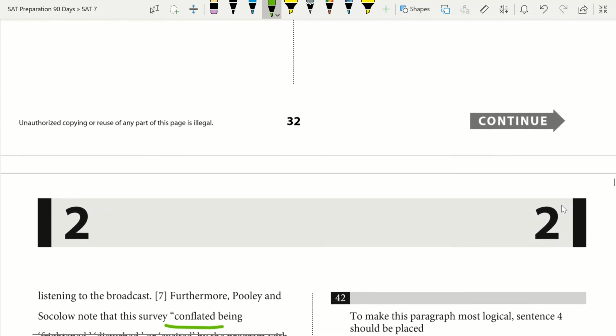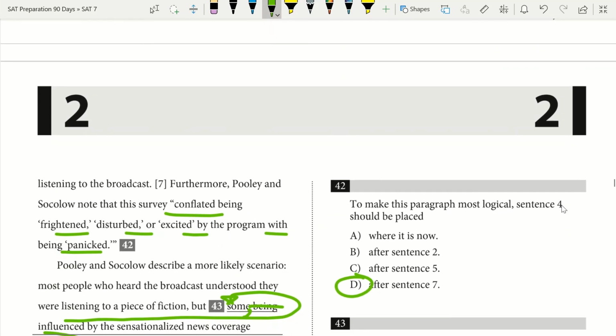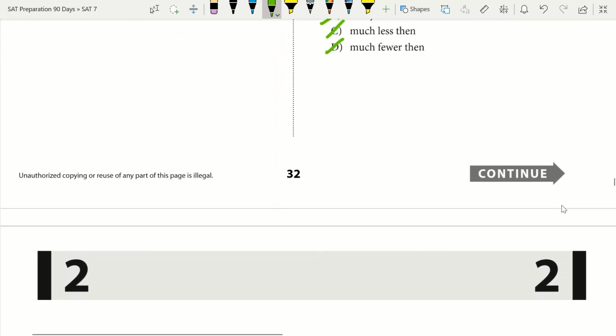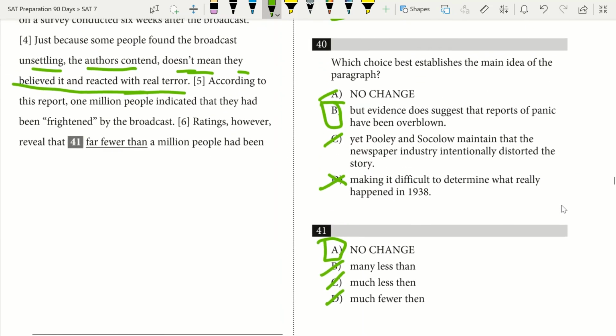Sometimes you'll have that where it looks like it would be well placed after one sentence, and then as you read on you realize it would be better placed after another sentence. If that happens, just make sure that you go ahead and put it after that better sentence that you found as you read on. So in that case, after I read on to sentence 7, I saw it would be better placed after sentence 7. Okay, so hopefully that was helpful.